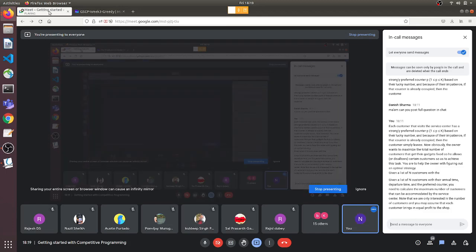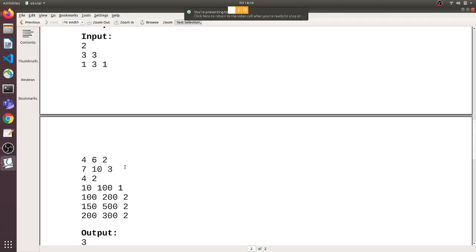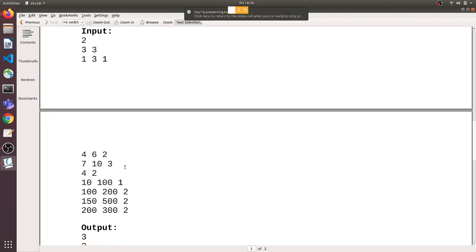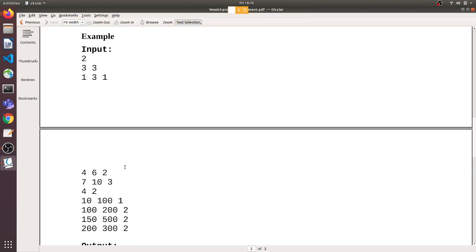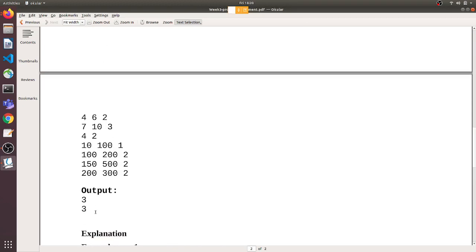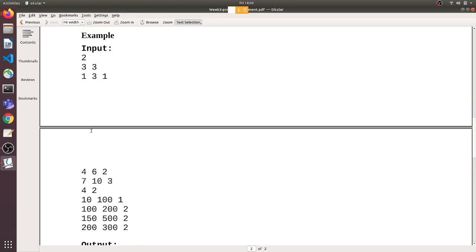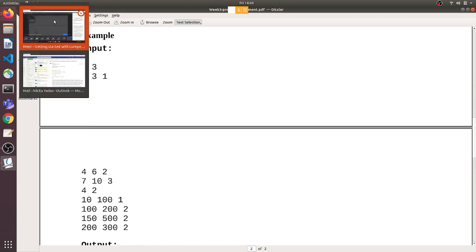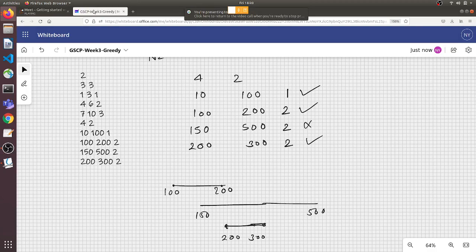Now let's look at this. The answer is 3 for the first one also and the second one also, because the first one had different counters and the second one we just saw. So now let's make some more examples and then I will ask you to solve that.